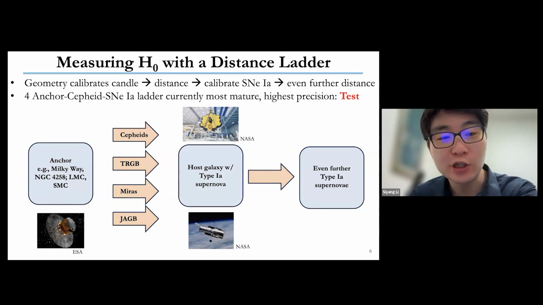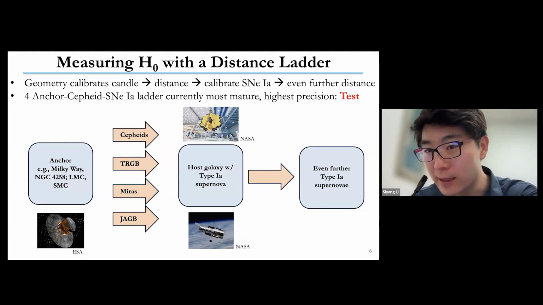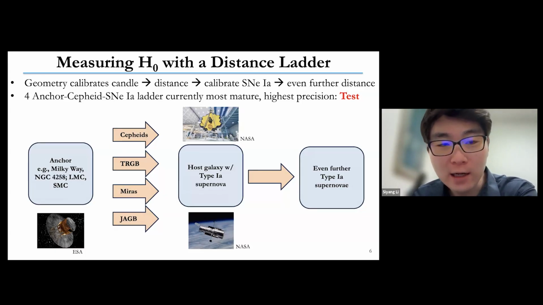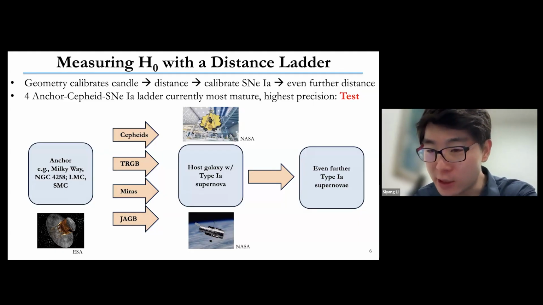We then, instead of using a geometric distance, use that derived distance using TRGB, Cepheids, JAGB to calibrate the intrinsic brightness of our type Ia supernovae. Repeat that process to measure further into the Hubble flow. So I would say that at the moment, the 4-anchor Cepheid type Ia supernova distance ladder is currently the most mature ladder, yielding the highest precision H naught.